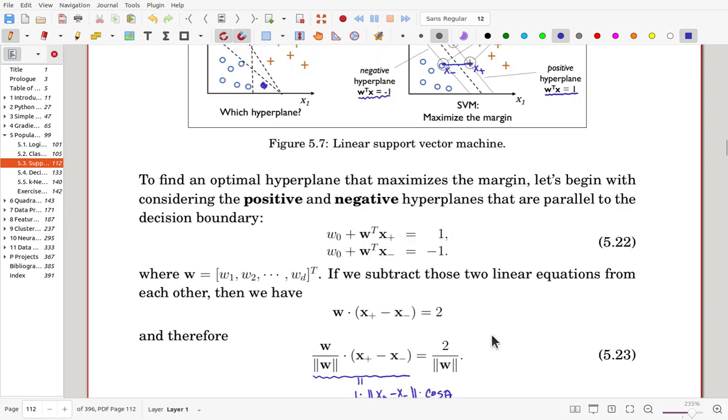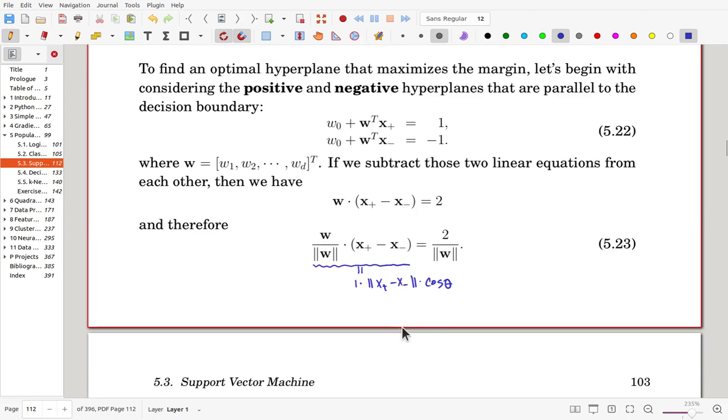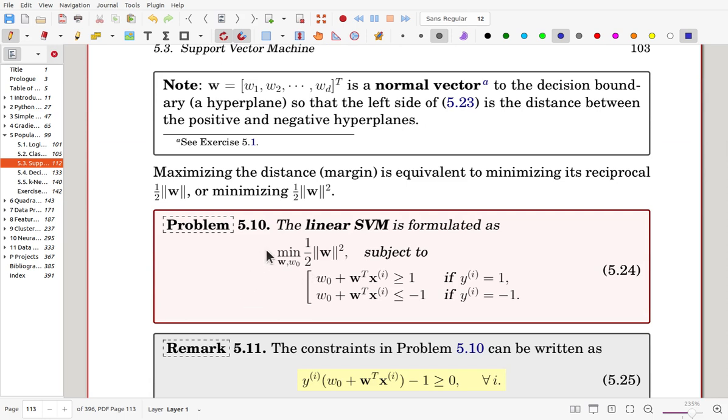Pictorially we can express it like this. W in the normal direction is this one. The length times cosine theta will be exactly this length. So that term indicates the margin, the width of the margin. Here we want to maximize this term, which means we have to minimize the norm of W. So the linear SVM is formulated in this way.